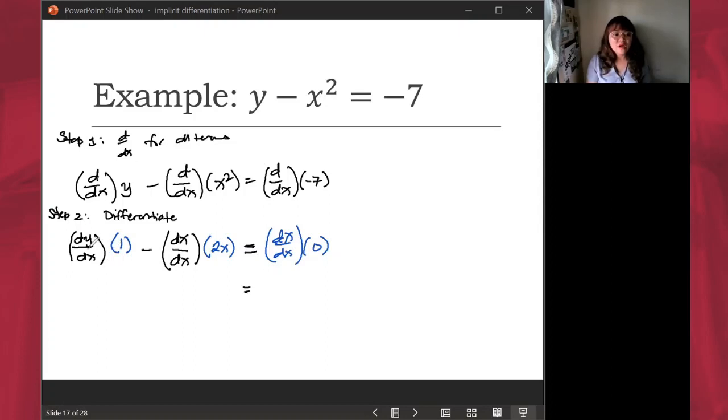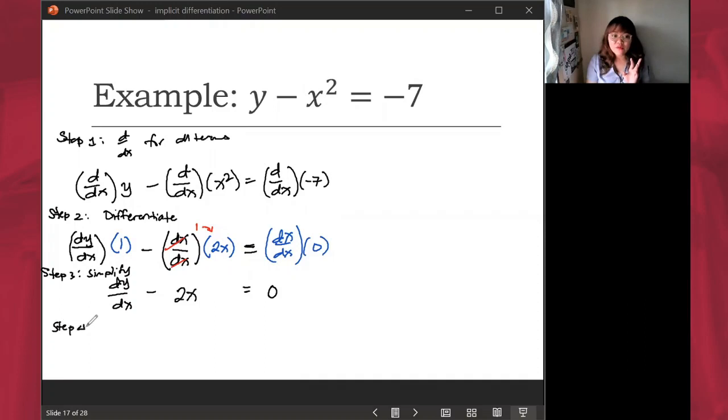Let's simplify. dy over dx times 1 will just be dy over dx. By the way, that is for step 3. We simplify. And then we minus dx over dx. What will happen to dx over dx? dx over dx will just be equal to 1. So 1 times 2x will just be simply 2x. And then dx over dx equals 0, times 0 will just be 0. And then we are getting dy over dx. This is what we're solving for, right?